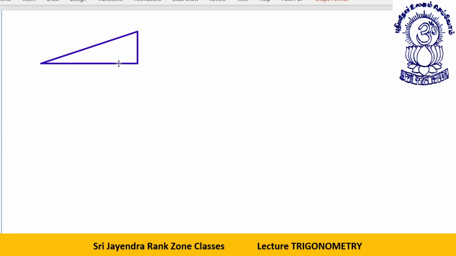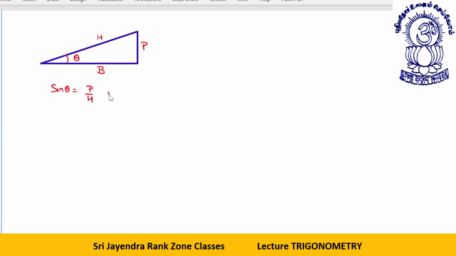I prefer it this way. Okay, you have this angle theta. The side opposite to theta is the perpendicular. The largest side is the hypotenuse, and the remaining side is the base. So sine theta is equal to perpendicular by hypotenuse.